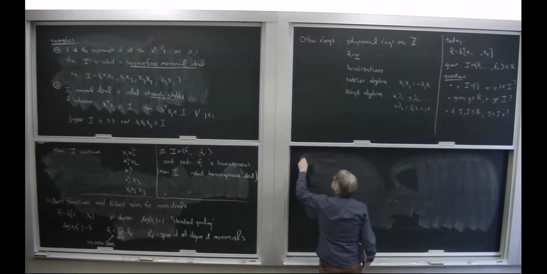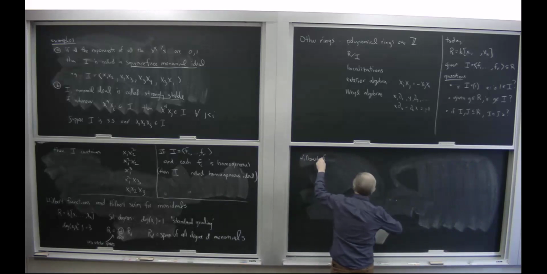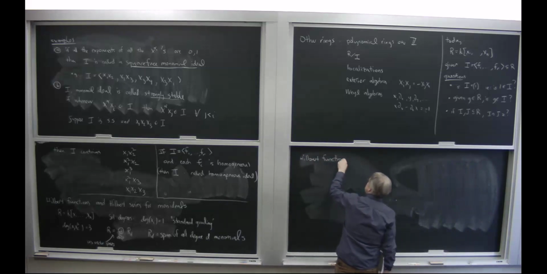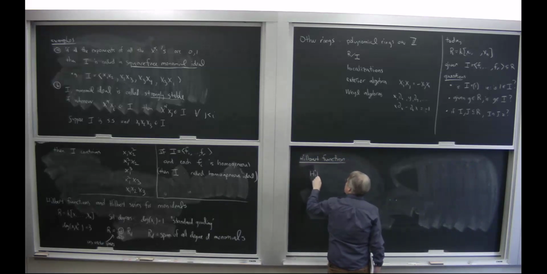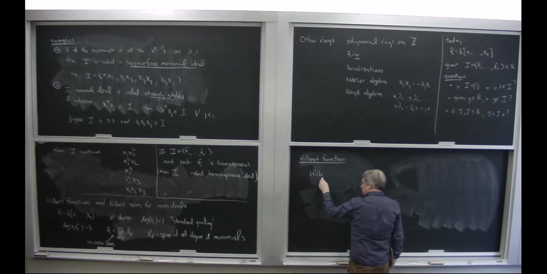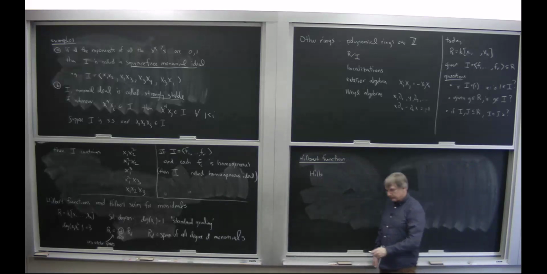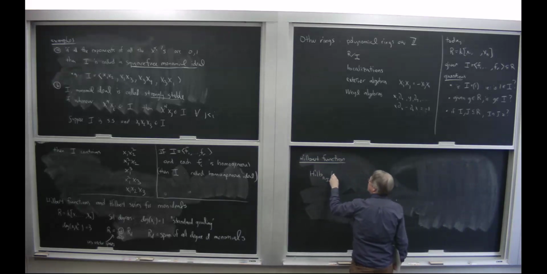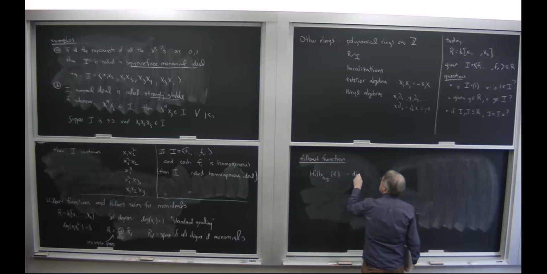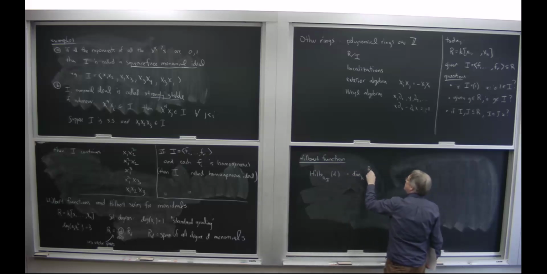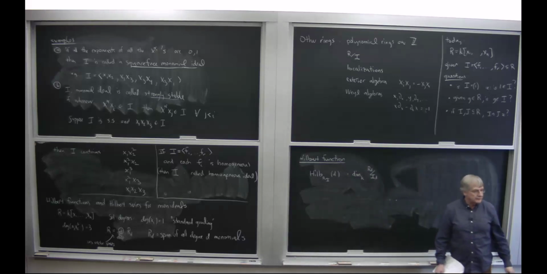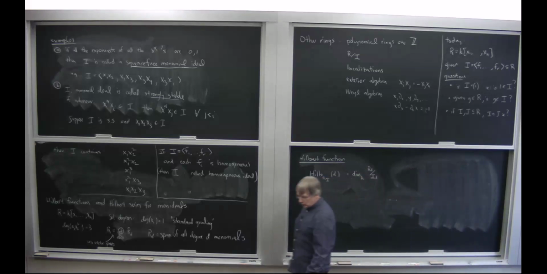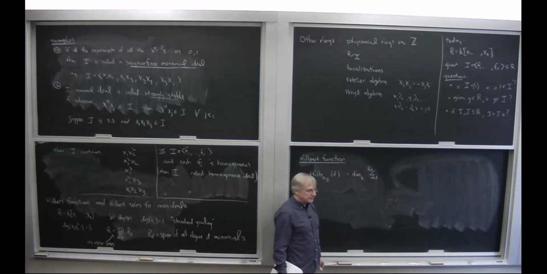So the Hilbert function, let's call it Hilb. I typically will do it for R mod I, but it doesn't really matter. Hilb of R mod I, say, of D is the dimension over the base field K of R_D modulo I_D, the polynomials of degree D. Actually, this is true for any graded module, but this is the one that we care about most for the moment.